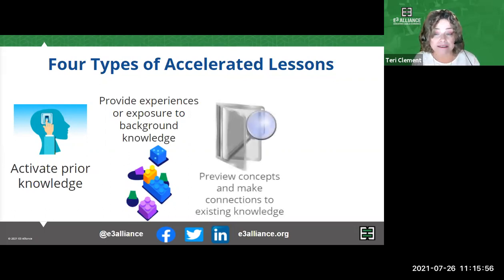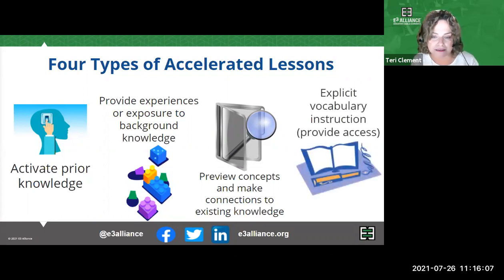If something is brand new to your students, then previewing those concepts is a great way to accelerate. Look for ways to make cognitive connections during the preview. Explicit vocabulary instruction is a fantastic way to accelerate, because when students have the words that will be used in the learning and they're ready to go, then they can join the conversations that happen during that learning. Teaching them vocabulary ahead of time can be a very effective accelerant.